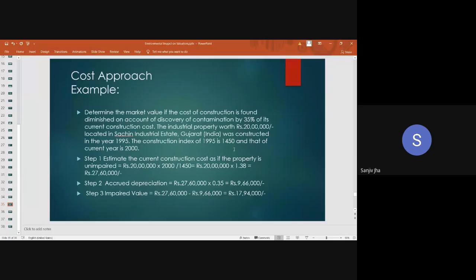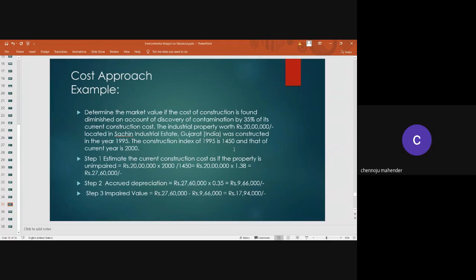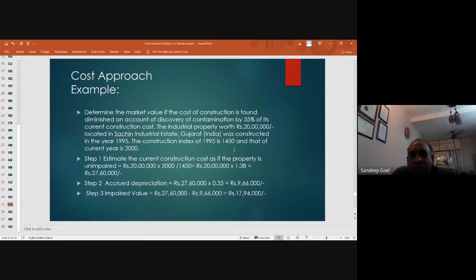Clear? But there will be no other depreciation, because for land, how will depreciation happen? Understand the question first. What does the question want? You will not assume yourself. The question is asking: determine the market value if the cost of construction is found diminished on account of discovery of contamination by 35% of its current construction cost. Now, what we will do? What is given? The industrial property worth rupees 20 lakh. The 20 lakh amount of the property is given. Constructed in the year 1995.